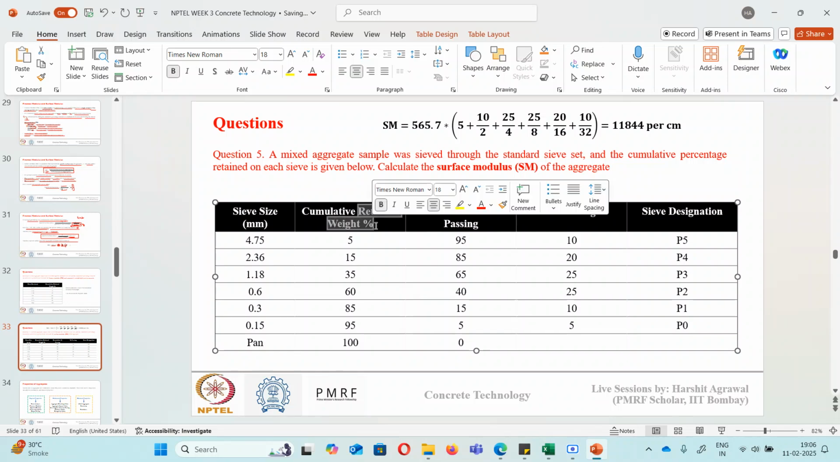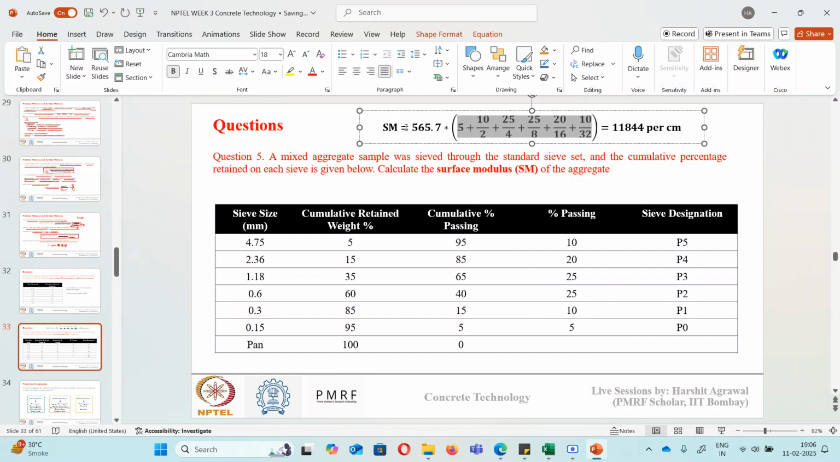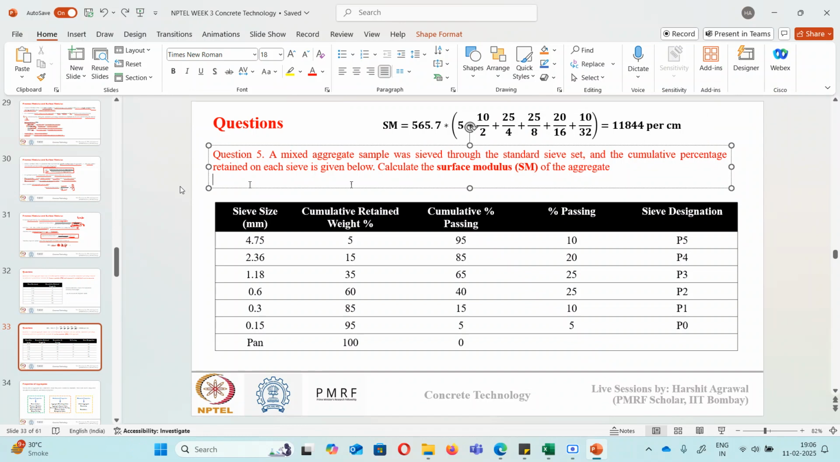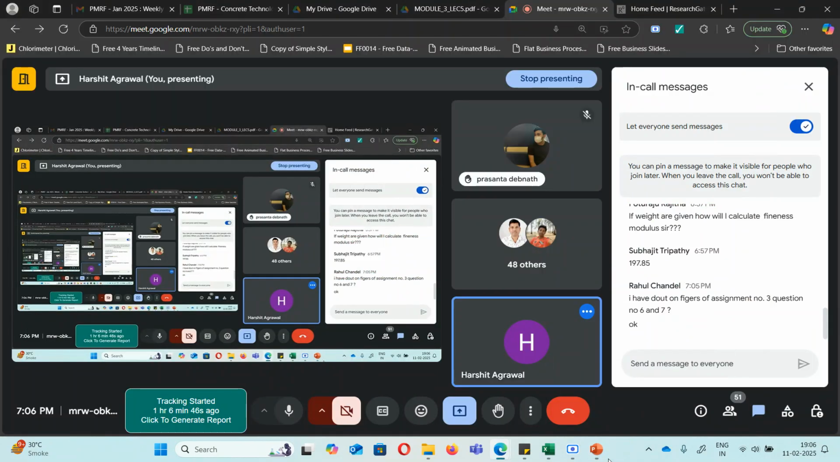So from cumulative percentage retained, we calculated percentage passing, and that percentage passing we used in the formula and calculated the surface modulus. Any doubts? If there are no doubts, I will move ahead. But still, if anyone has any doubt, they can wait till the end of the session. I will then come back and discuss individually if someone has any doubt.